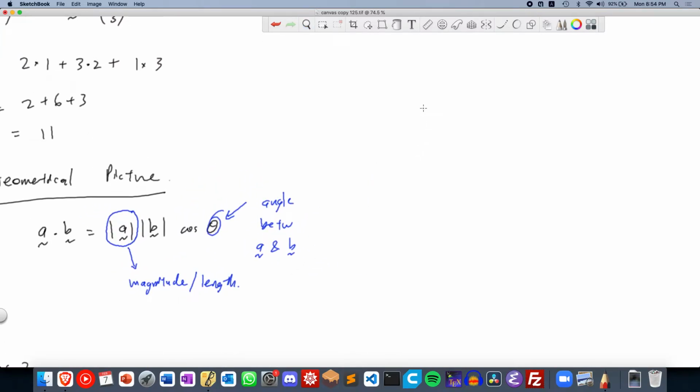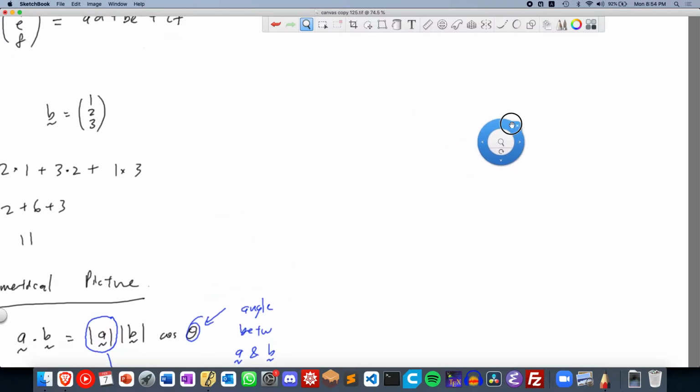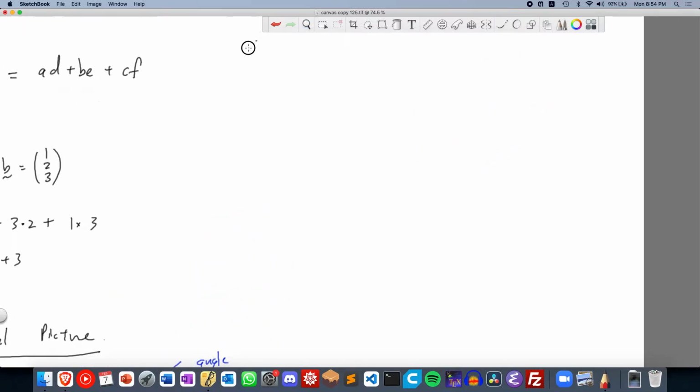So let's say we have vectors a and b. Okay, so let's split into a few cases. Case 1: a dot b is greater than 0. So what would that imply? Pictorially, let's say a and b look like that, then the angle between them is less than 90 degrees.